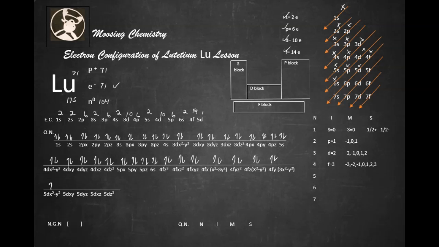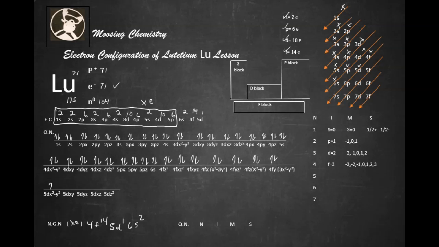Now, what about our noble gas notation? Well, our nearest noble gas, you can't do the one after Lutetium, you have to do the one before. So the one before is xenon. Xenon ends in 5p6, and of course we're going to box that all in. The purpose of noble gas notation is to shortcut all the work. So you write Xe in there, and then we go 4f14, 5d1, 6s2.